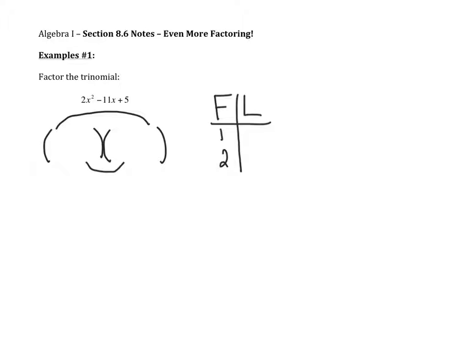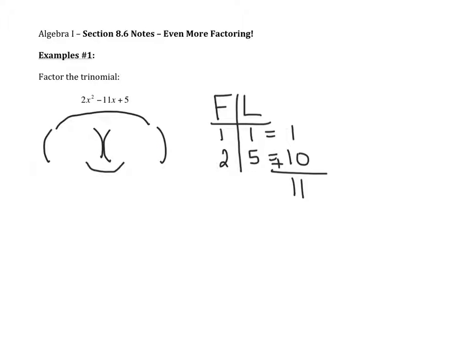If I take 1 times the 1 and 2 times the 5, 1 times 1 is 1 and 2 times 5 is 10. So when I add those together, I end up getting 11. But remember, I need to get negative 11. And thinking back to the last section, it's only numbers that go here and here, like in the last two blanks, that I can make negative.